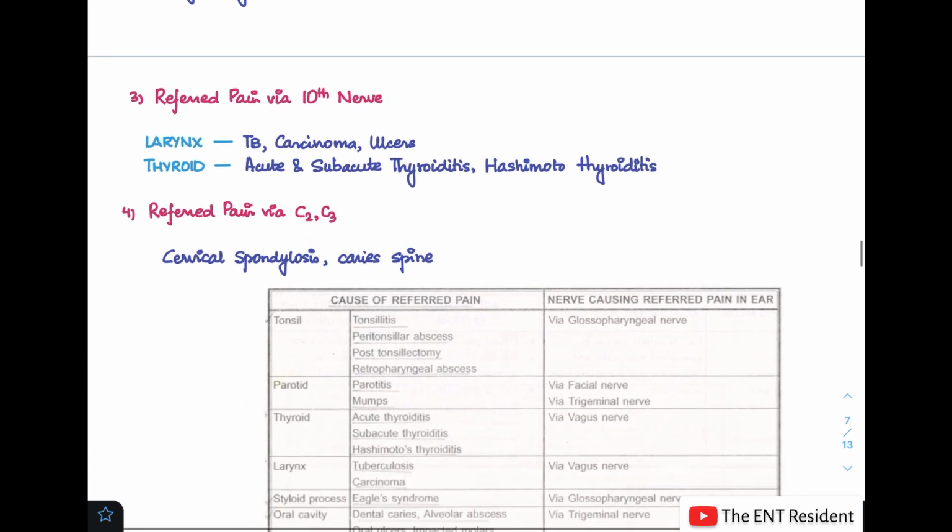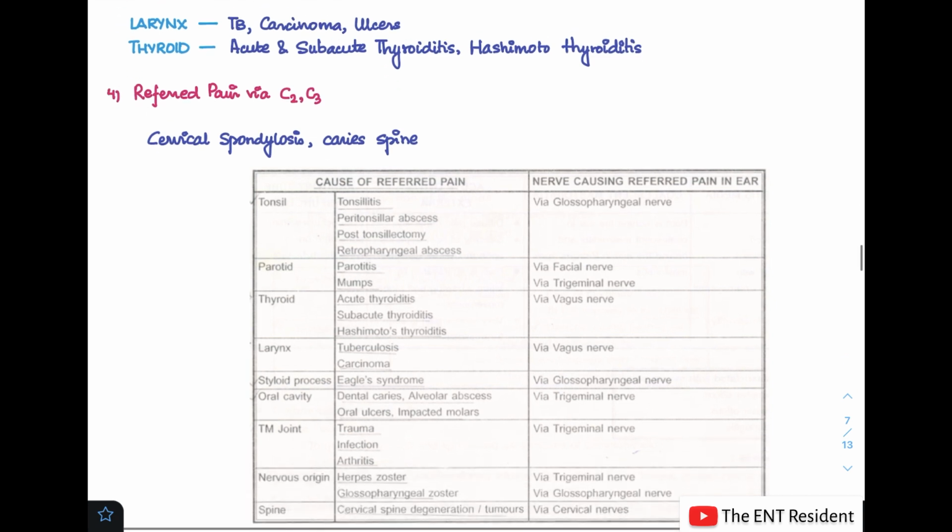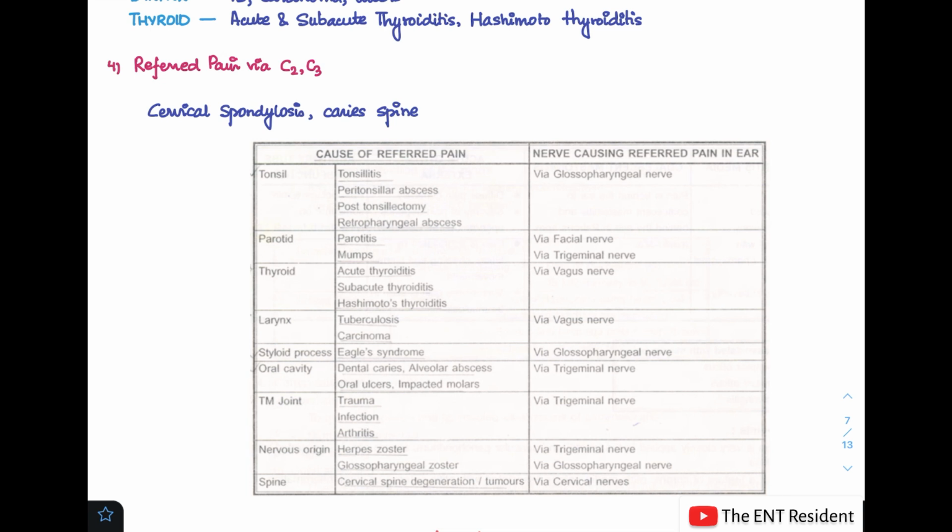Next comes referred pain via the 10th cranial nerve. Now these causes include laryngeal causes and thyroid causes. Laryngeal causes can be TB, carcinomas, ulcers, etc. Whereas thyroid causes can be acute and subacute thyroiditis, Hashimoto thyroiditis. So these are causing referred pain via the 10th cranial nerve or the vagus nerve. Next is referred pain via the C2 or C3 nerves. Now C2 C3 cause pain in cases of cervical spondylitis, in caries spine. These are the causes where it will cause referred pain in the ear as well.